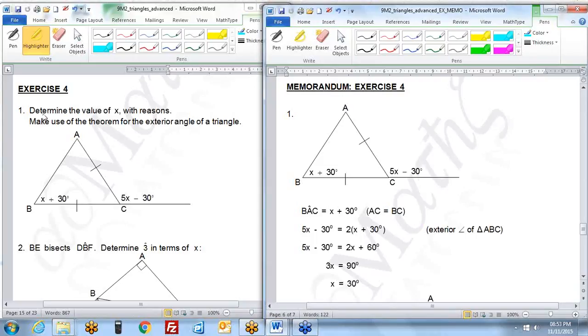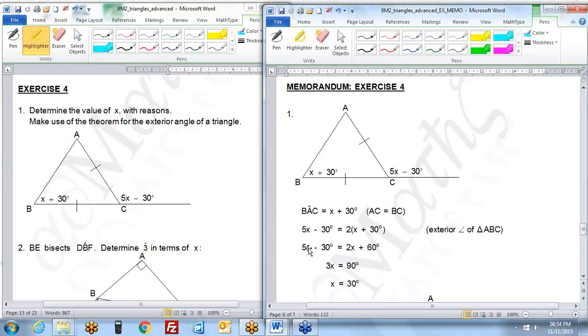Right, so number 1, determine the value of x with reasons. Make use of the theorem for the exterior angle of a triangle. So in other words, 5x minus 30 must be equal to x plus 30 plus x plus 30. But first you have to prove why angle BAC equals x plus 30. So therefore you will say angle BAC equals x plus 30 because AC equals BC. Then you will say 5x minus 30 equals x plus 30 plus x plus 30, or in other words 2 times x plus 30, because exterior angle of the triangle ABC.